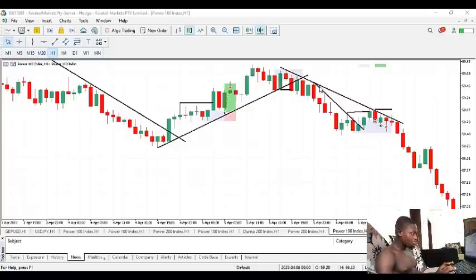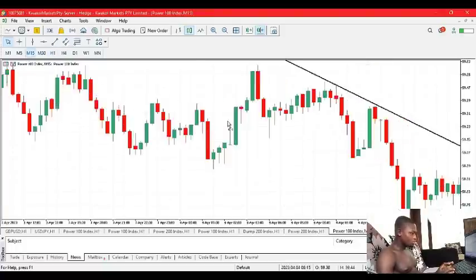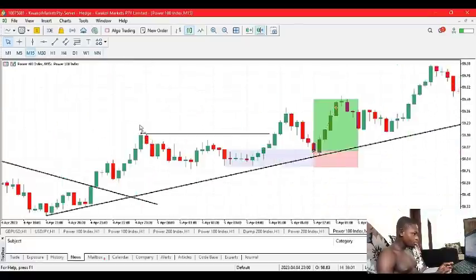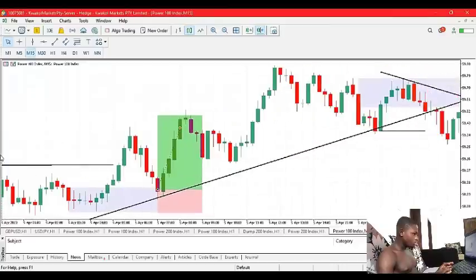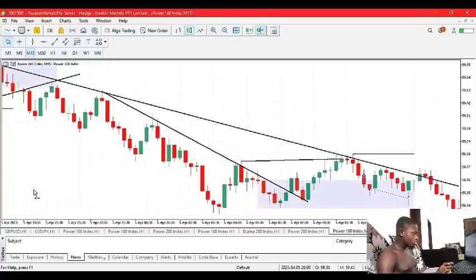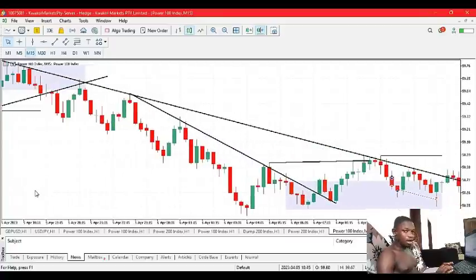This is on the 1 hour time frame, and price was bearish. Let's go to 15 minutes so it will be easier for you guys to see what I'm trying to show you. Okay, so this is it. I hope you guys can see my screen clearly. So right here, price was bearish on the synthetics.